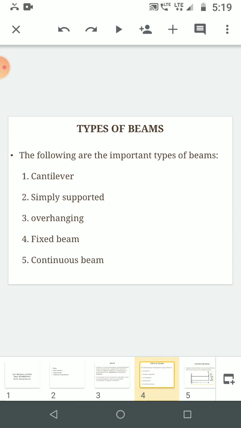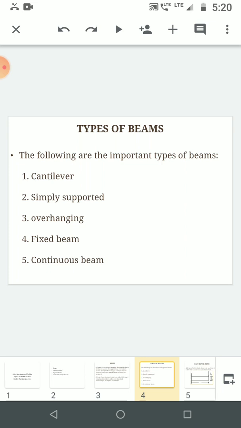Now, the types of beams. The important types of beams are: first, cantilever beam, simply supported beam, overhanging beam, fixed beam, and continuous beam. Of these, the cantilever beam, simply supported beam, and overhanging beam are called statically determinate structures, while fixed beam and continuous beam are known as statically indeterminate beams.